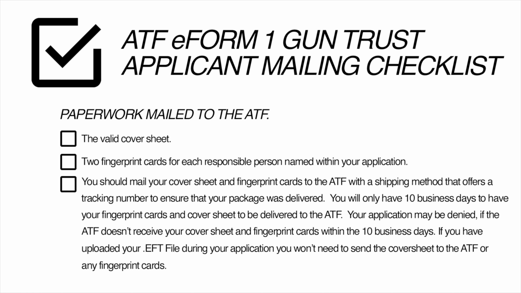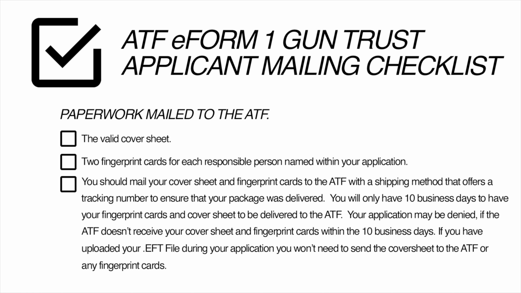The below items will be sent to the ATF after you have received a valid cover sheet from the ATF. The valid cover sheet. Two fingerprint cards for each responsible person named within your application. You should mail your cover sheet and fingerprint cards to the ATF with a shipping method that offers a tracking number to ensure that your package was delivered.